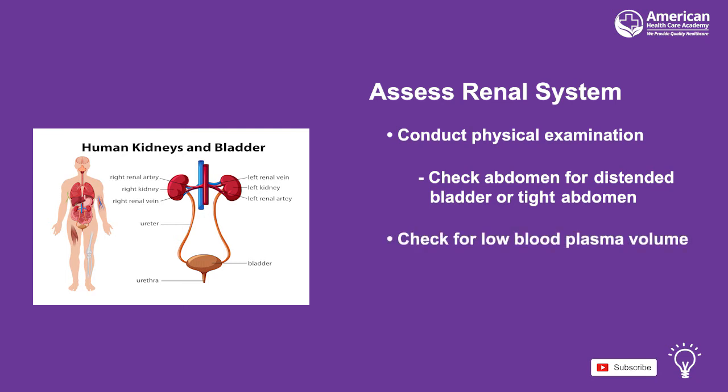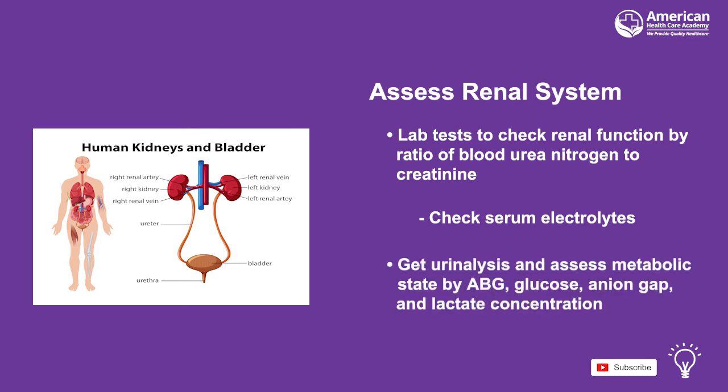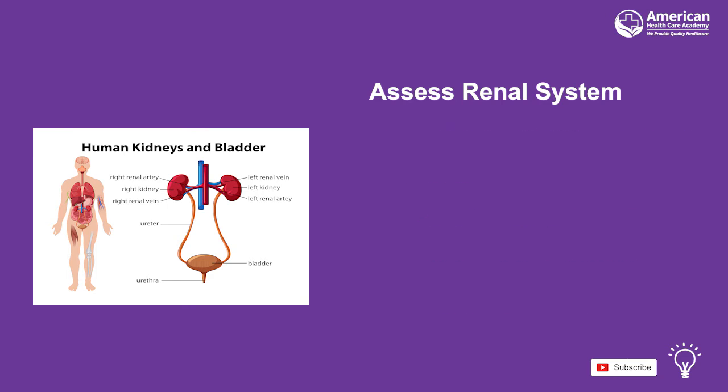Check for low blood plasma volume. Ensure correct urinary catheter placement. Get lab tests to check renal function by the ratio of blood urea nitrogen to creatinine and check serum electrolytes. Get a urinalysis and assess the child's metabolic state by ABG, glucose, anion gap, and lactate concentration.